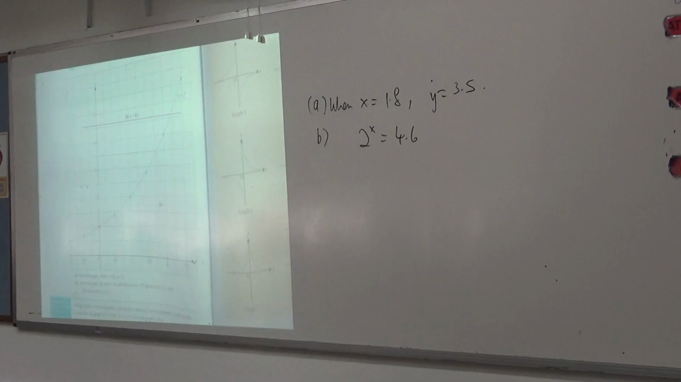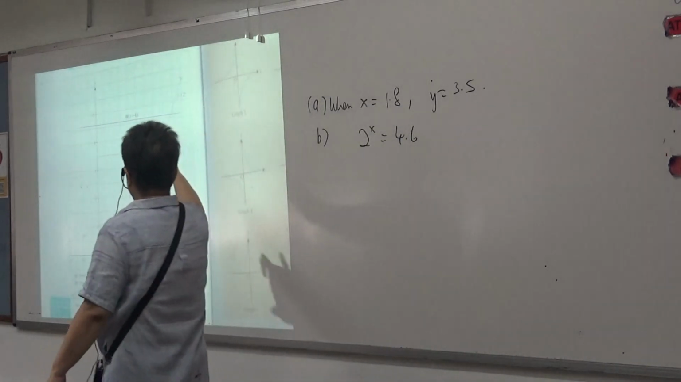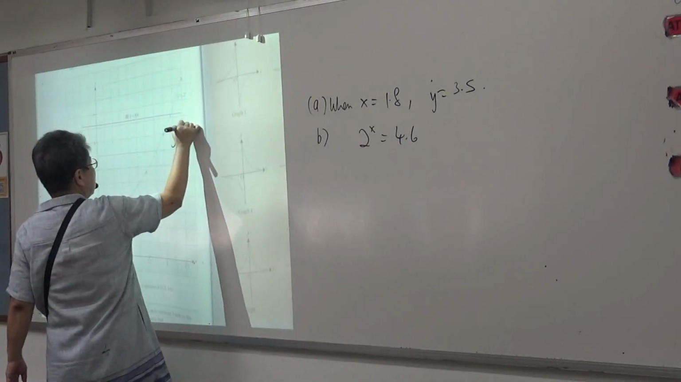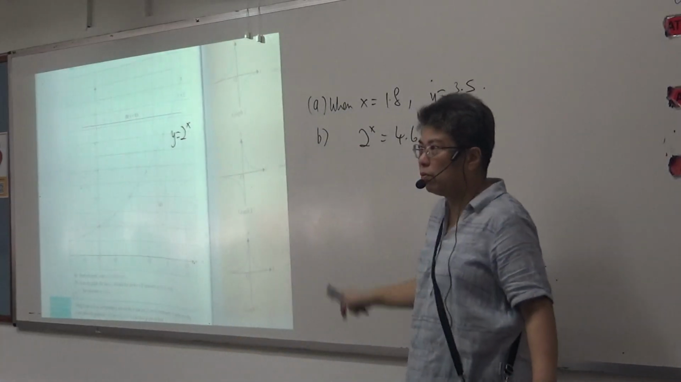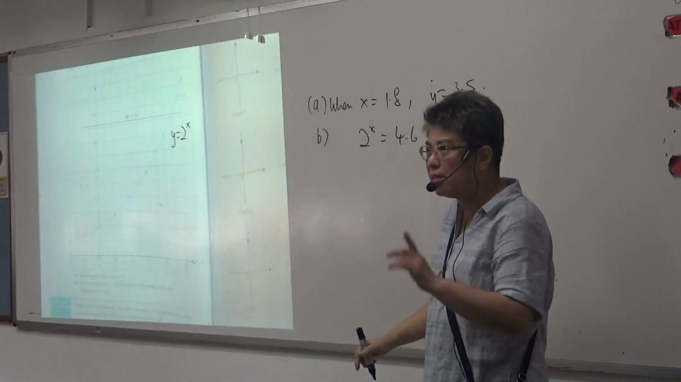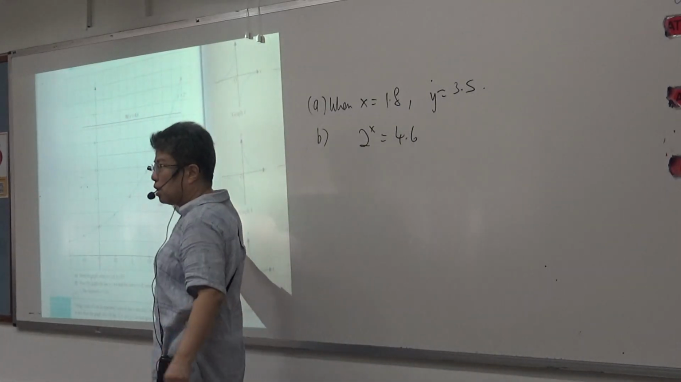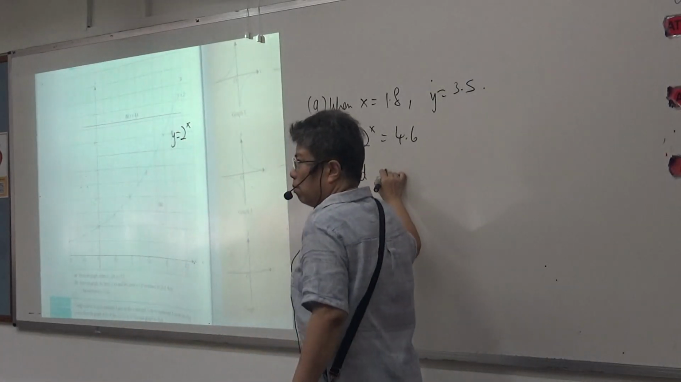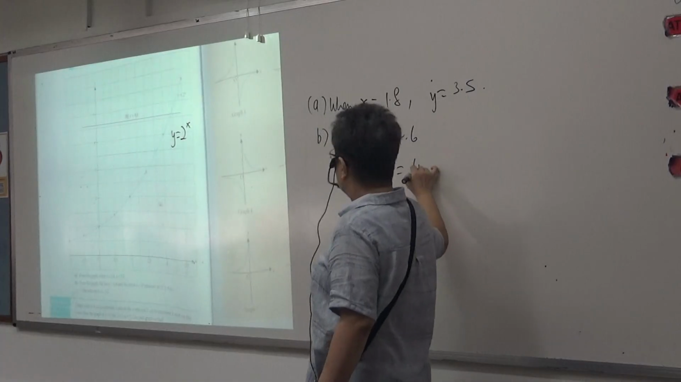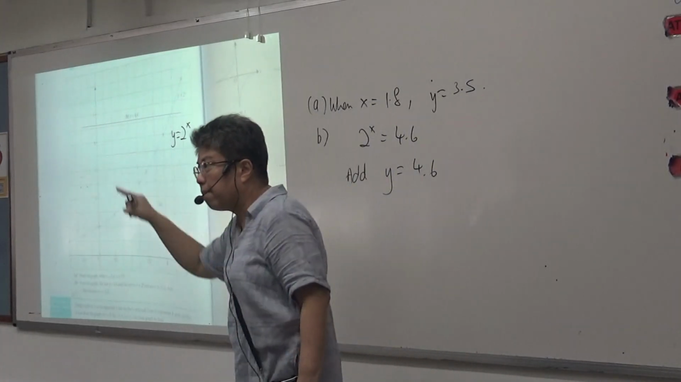Now, it's part B that I'm worried about. Can you tell me what's the equation of this curve? y = 2^x, right? Now, how to solve this from the axis of a curve? I must add a line, right? Now can you see 2^x is already the curve? So what do I add? I add what? y equals what? Yes, 4.6. y equals to something is a straight line, right?